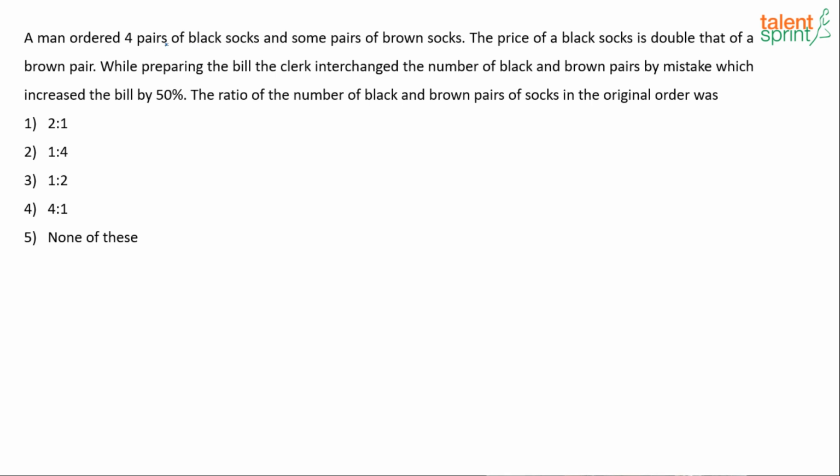A man ordered 4 pairs of black socks and some pairs of brown socks. Let's assume X pairs of brown socks. So what is the ratio? The ratio is 4:X. Number of socks, or number of pairs, whatever you call it. Number of pairs is 4:X, 4 pairs of black socks is to X pairs of brown socks. There cannot be 8 pairs, right? It's very clearly given that there are 4 pairs. This is some number X here. We do not know what that number X is.